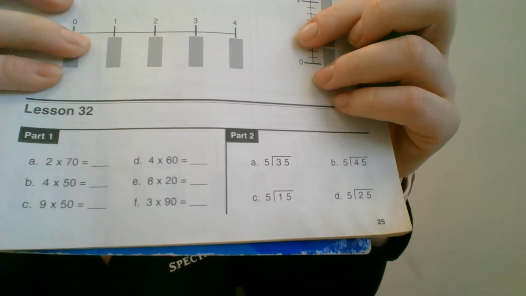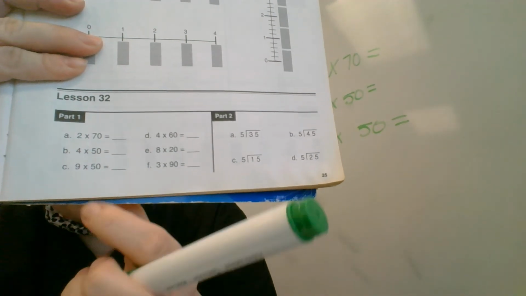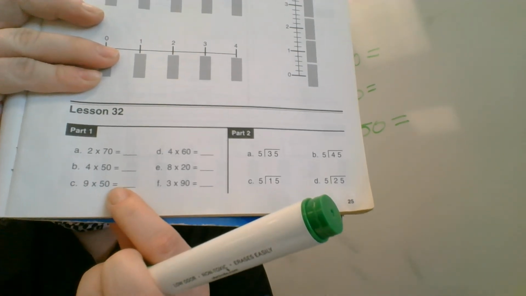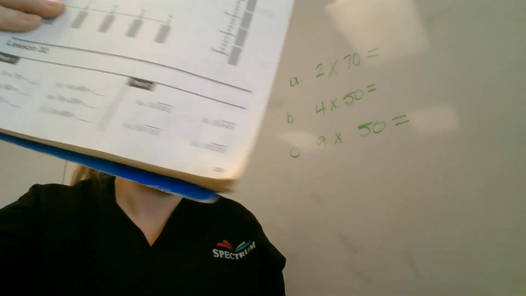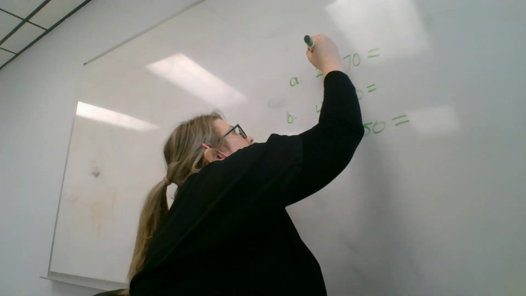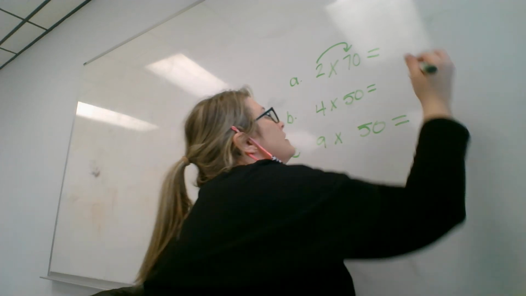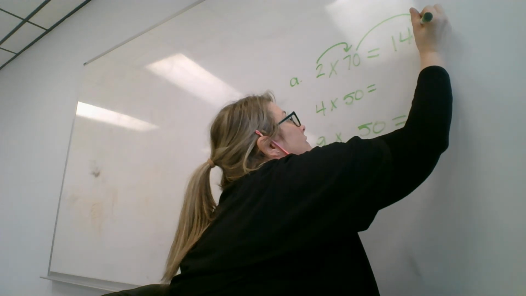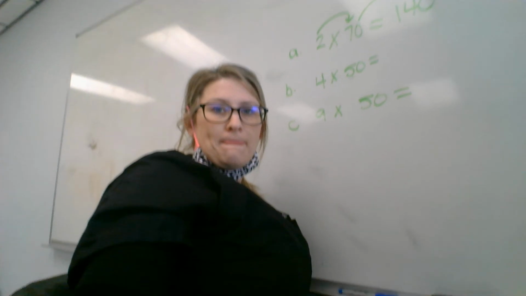Okay, Part 1. I'm going to show you how to solve these difficult-looking problems. If you have a multiplication problem and it's a bigger number and it ends in 1 zero or even 2 zeros, you can solve them like this. First things first, you're going to multiply 2 times 7, which is 14. Then you just add the 0. So 2 times 70 is 140.